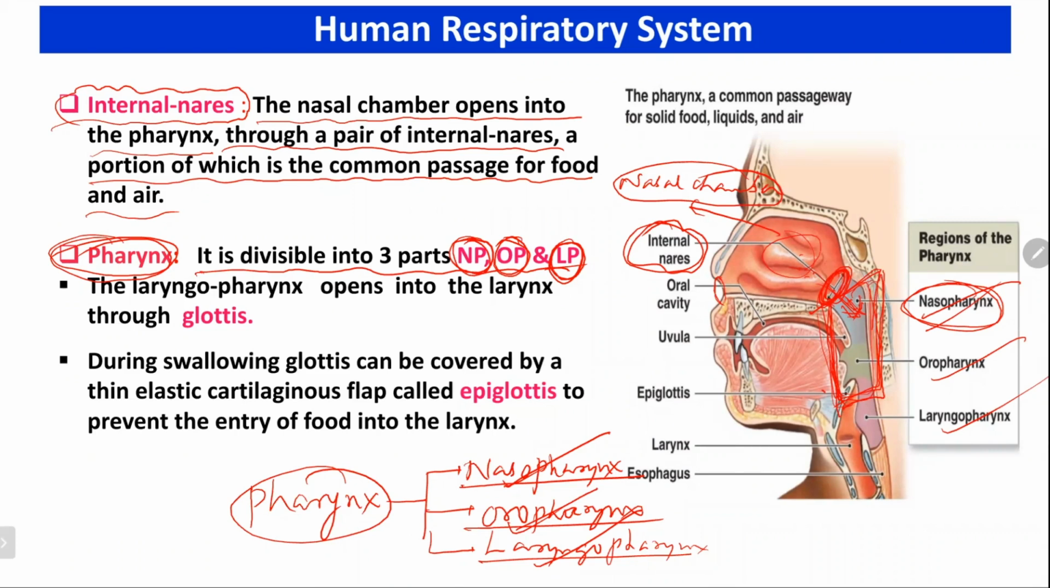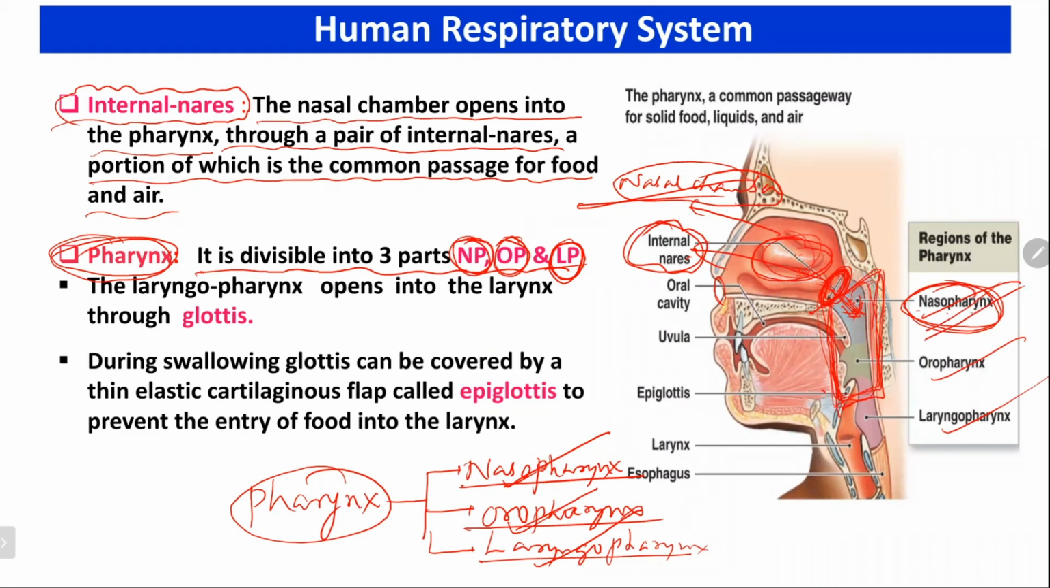You should know what exactly the nasopharynx is. You can clearly see the nasopharynx is the part of the pharynx into which the nasal chambers open through internal nostrils. So this is the nasal chamber, and this is the internal nostril. The nasal chambers through internal nostrils open into a part of the pharynx, and that part is called the nasopharynx. That's all.